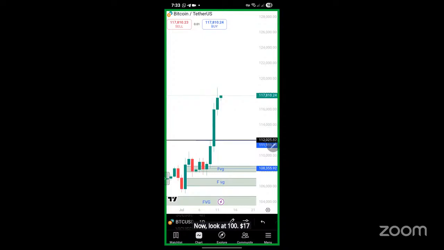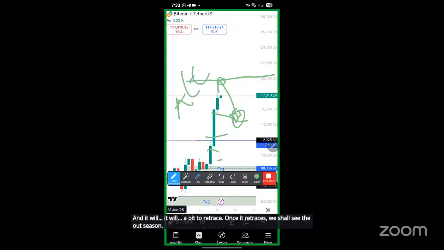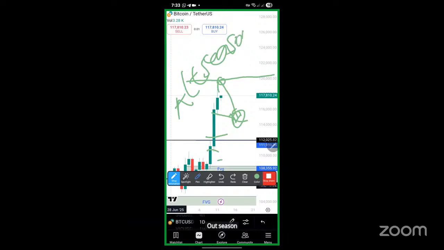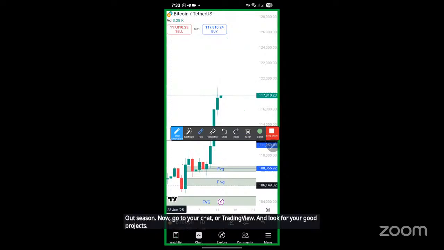Now look at $117,000. We expect BTC to come at least and tap this area of 120. Once it taps here, it will come back to fill these gaps here, and it will retrace a bit. Once it retraces, we shall see the alt season. Now, go to your chart or TradingView and look for your good projects.